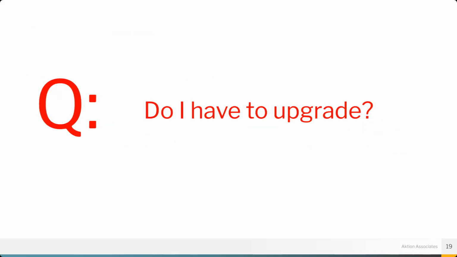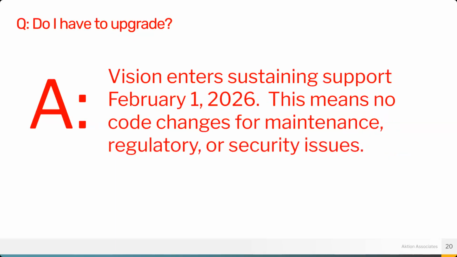The other question we get is, do I have to upgrade? And the answer is yes, in the fact that Vision is in sustaining support as of February 1. You can see here, it means no code changes for maintenance, regulatory, or security. The biggest component there is if you do payroll in your system, the last update that Deltek will provide with tax information is January 2026. After that, there are no additional updates. After 2026 and 2027, Deltek will begin to wind down Vision operations.